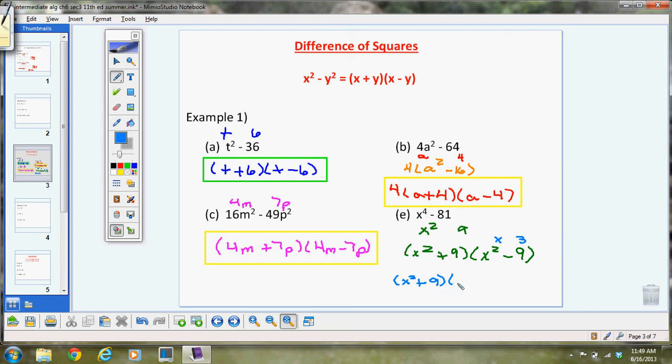You do first one plus the second one. That's your x plus 3. And then you do first one minus the second one. That would be x minus 3. Now see, now we have no squares left, so we know we've factored it as low as it will go. It won't factor anymore. And that would be your final answer.